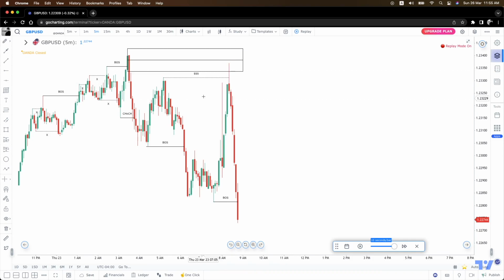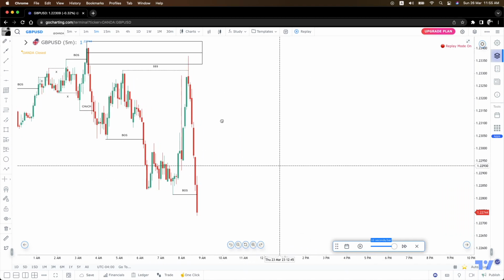This is not a change of character to the upside. Some people will be marking this up as a change of character. What it was is just a sweep or a fake-out. The body of the candle never crossed above or closed below this high. So this was just simply a sweep, mitigating the order block before continuation to the downside.